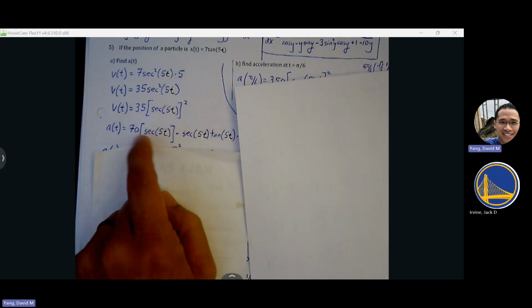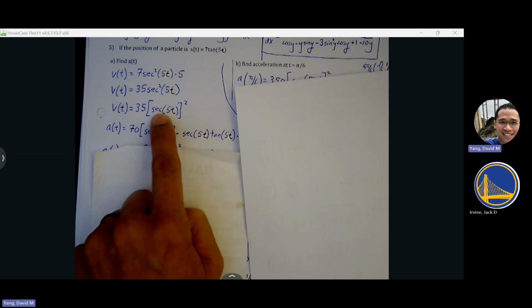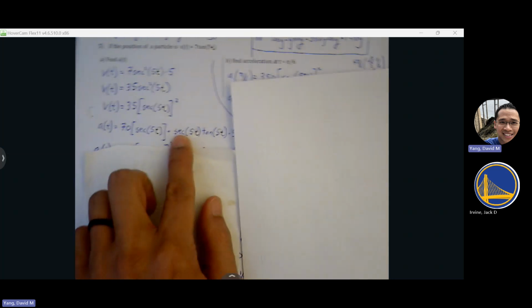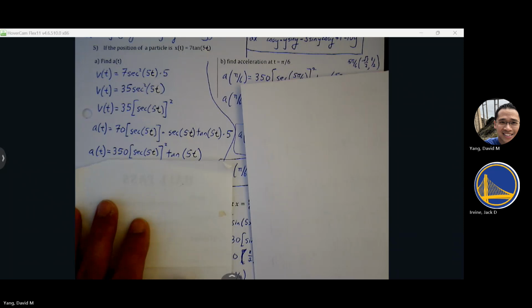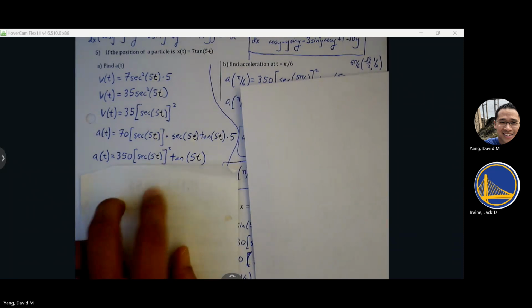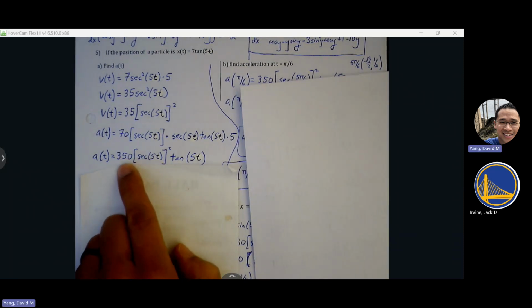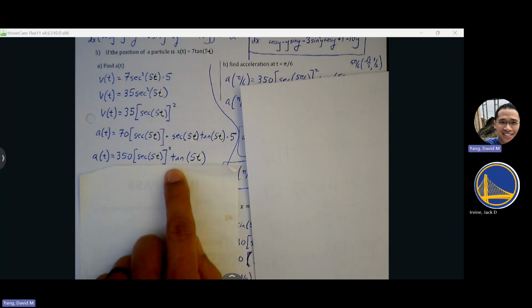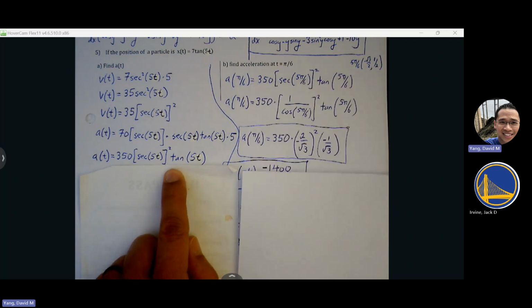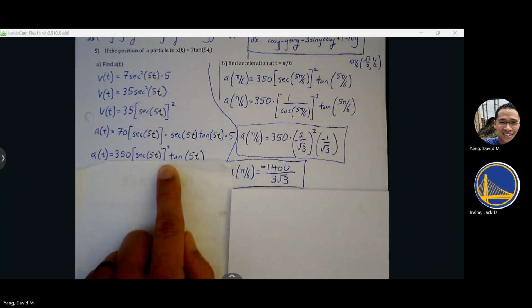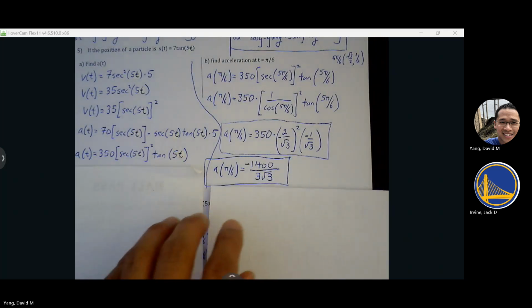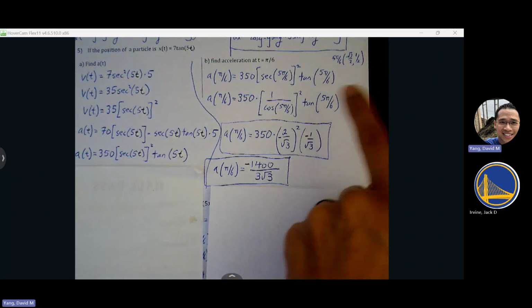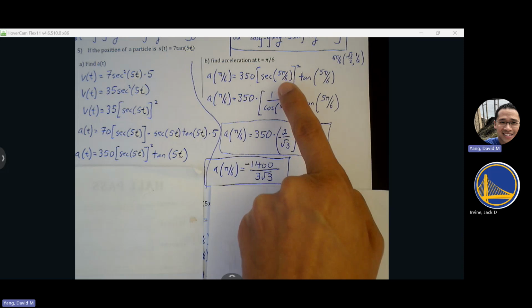So 35 brackets squared becomes 70 bracket to the first power. Secant of 5t becomes secant of 5t, tangent of 5t times 5. Comes out to be a little large of a number there: 350 secant squared times tangent 5t. Replace every t with pi over 6. That becomes 5 pi over 6.